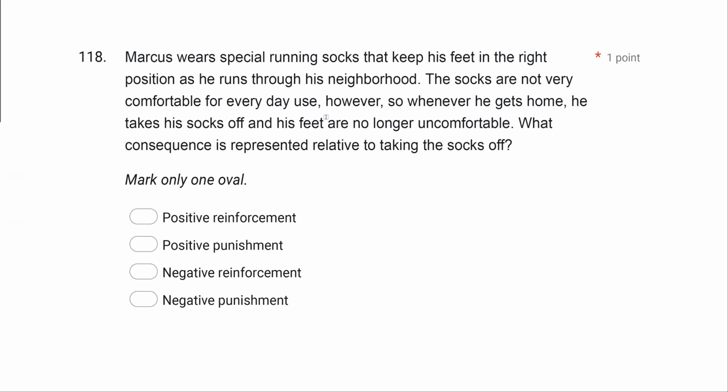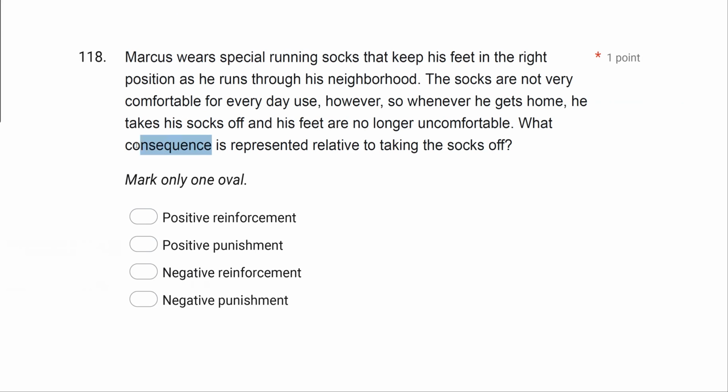118. Marcus wears special running socks that keep his feet in the right position as he runs through his neighborhood. The socks are not very comfortable for everyday use. So whenever he gets home, he takes his socks off and his feet are no longer uncomfortable. What consequence is represented relative to taking socks off?